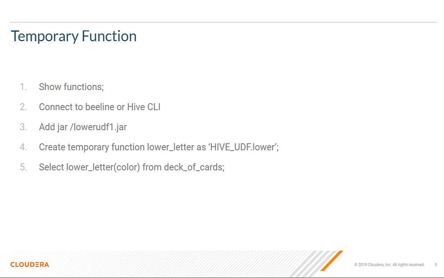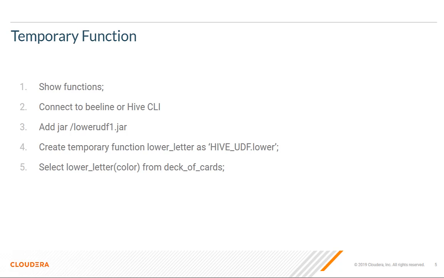And then you just need to do a create temporary function. This is the syntax to create the temporary function. You do create temporary function, the name of the temporary function, and the package name, which is hive underscore udf in my case, and the name of the class. If you saw the Eclipse Java code, it had the class as lower, right? And this is how you would call the function. Just do a select lower underscore letter, which is the name of the function, and the column name. Colors is one of the columns in my table deck of cards, right?